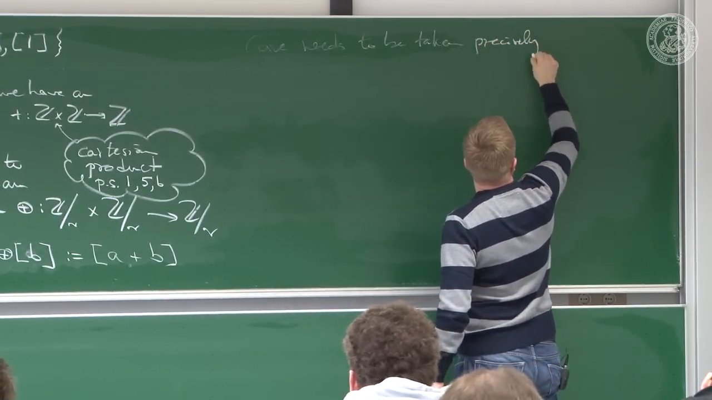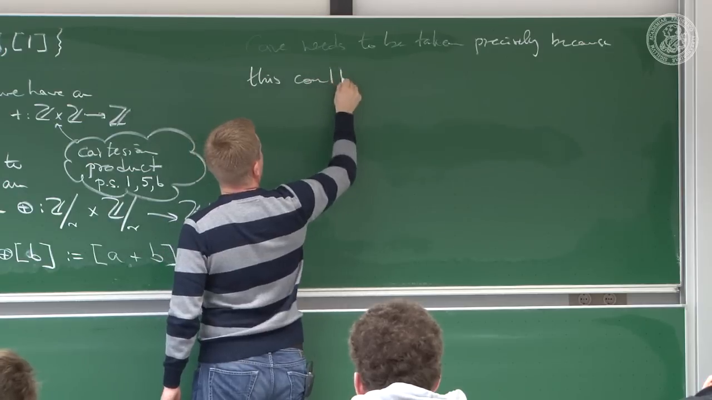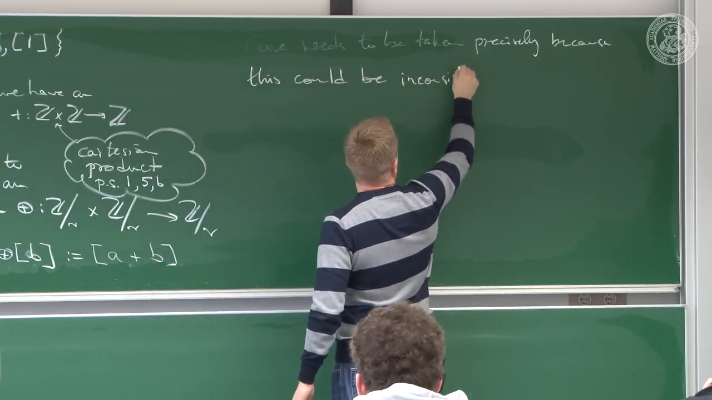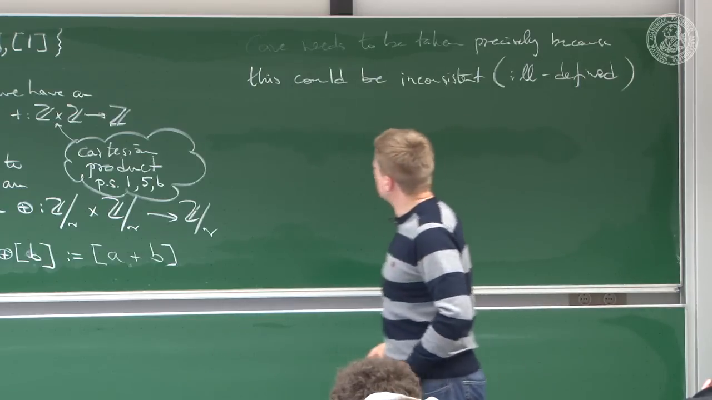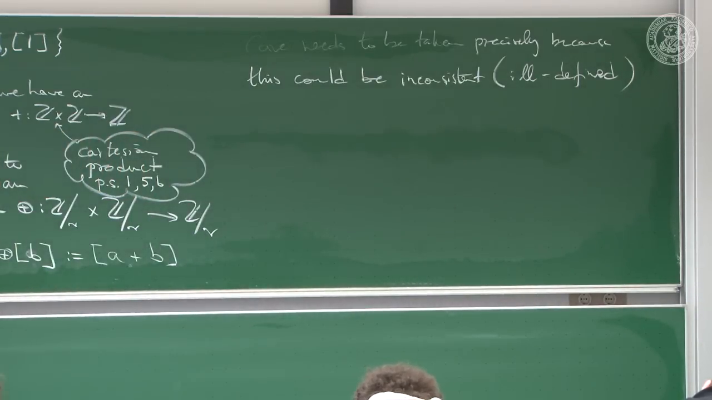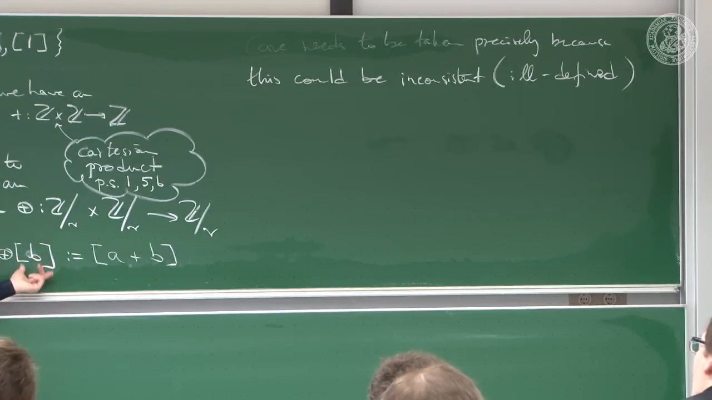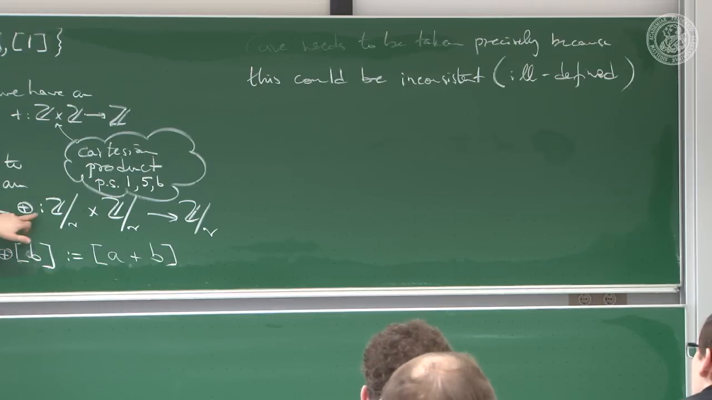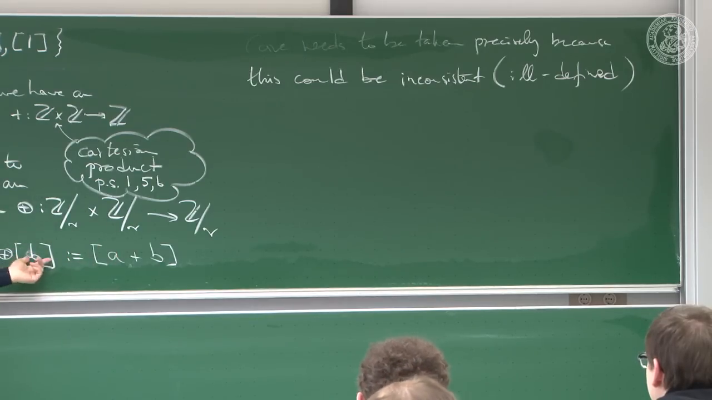precisely because this could be inconsistent, and the technical term in these circumstances is ill-defined instead of being well-defined. Imagine the following happens. Imagine you take a different representative for the same class here, a representative A prime, such that it's the same class. And you take a different representative B prime, such that the class of B prime is the same class as B. Then if this addition acts on the quotient set, it should yield the same result, because you use the same classes, you just chose to represent them differently.